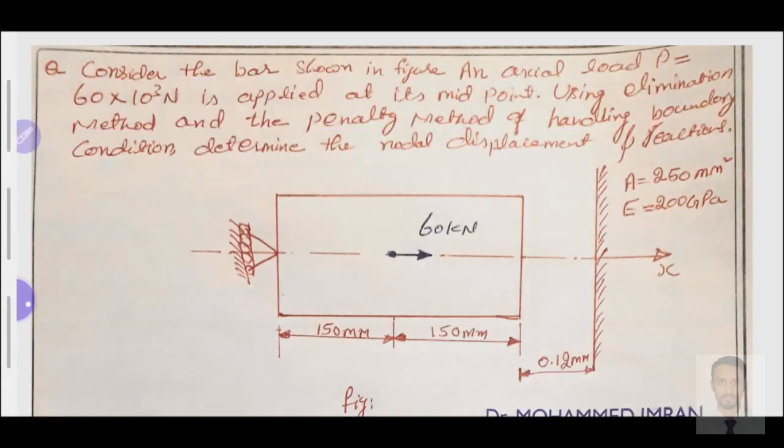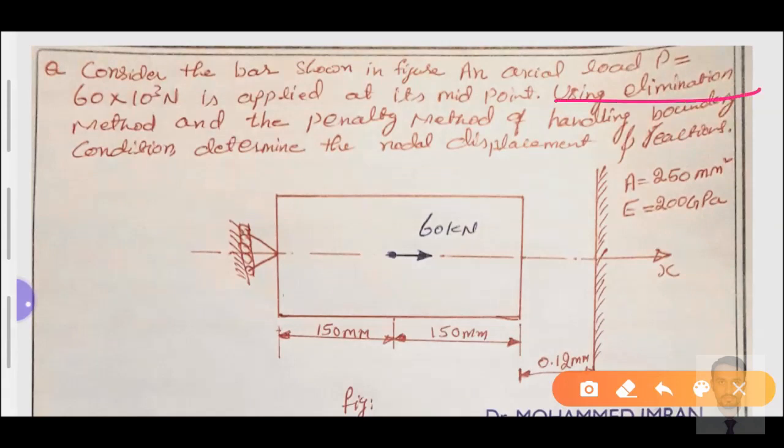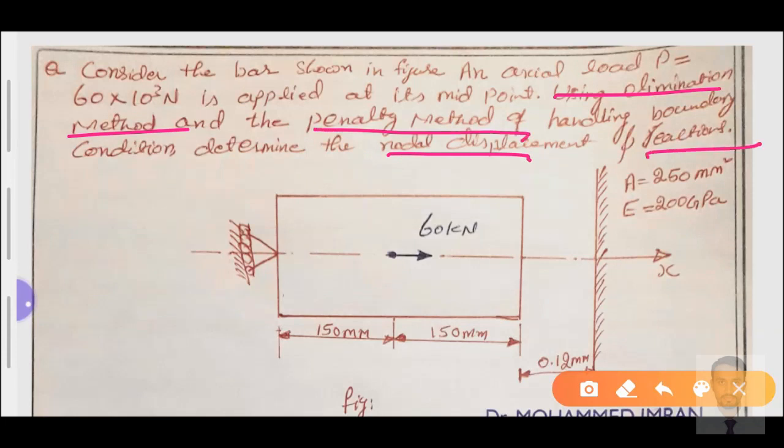In this given problem, using the elimination method as well as the penalty method, you want to find the displacement and reaction force. First, use the elimination method to find the nodal displacement and reaction force. Then use the penalty method to find the nodal displacement and reaction force. You will get an answer, maybe the same, but the methods are different. Two methods we need to adopt.